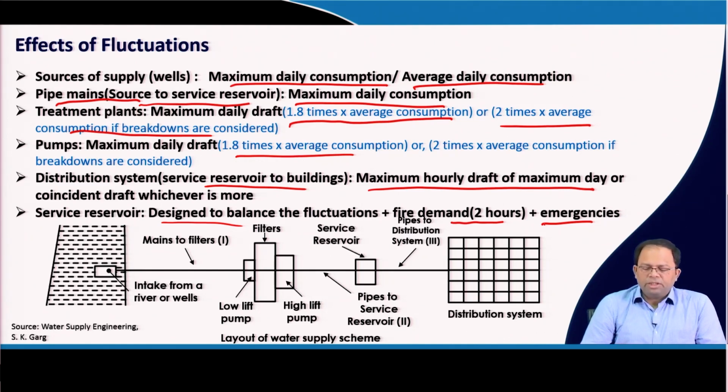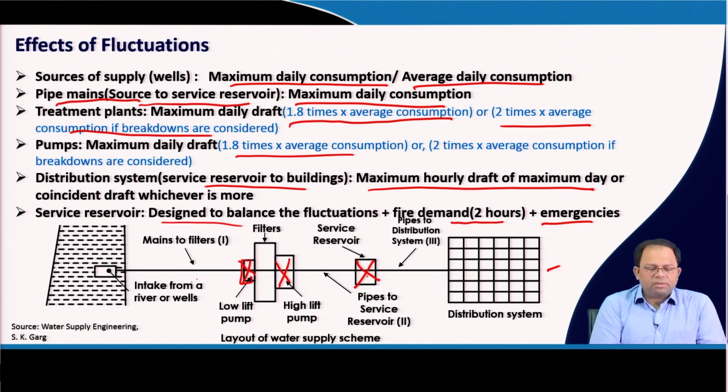In this particular image you can see this is the distribution system, this is our service reservoir, this is the pipeline to the distribution system, and this is our source, maybe a river, this is our intake, and this is our main line which comes to the treatment plant. Maybe there is a pump involved over here which lifts the water into the treatment plant, and once the water is treated, again there is a pump which will lift the water into this service reservoir, and then from the service reservoir it is distributed into this distribution network.